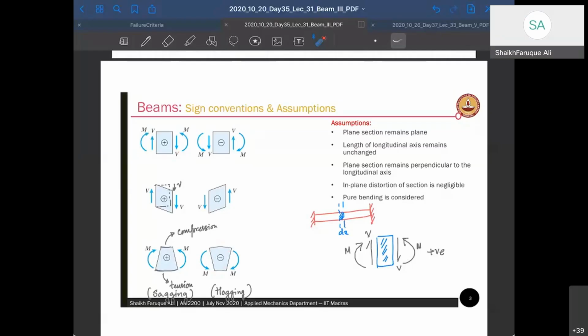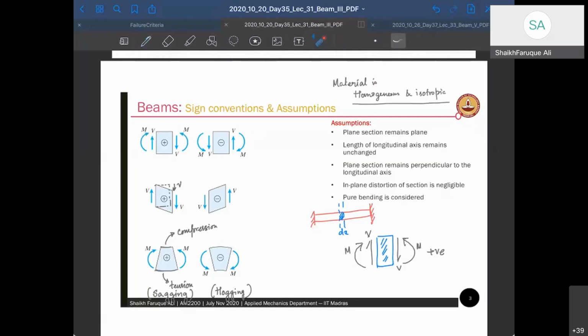Now, one thing to note is there are a few assumptions I wrote in the last class. There are a few more assumptions that we're going to discuss today. One of the assumptions, please note, is plane section. There is one assumption that is always there: material is homogeneous and isotropic. That's always there. Having said that, there are a few more assumptions.